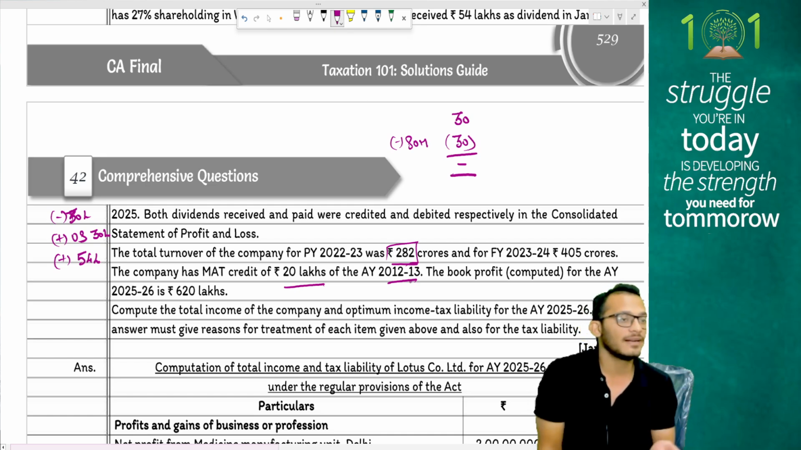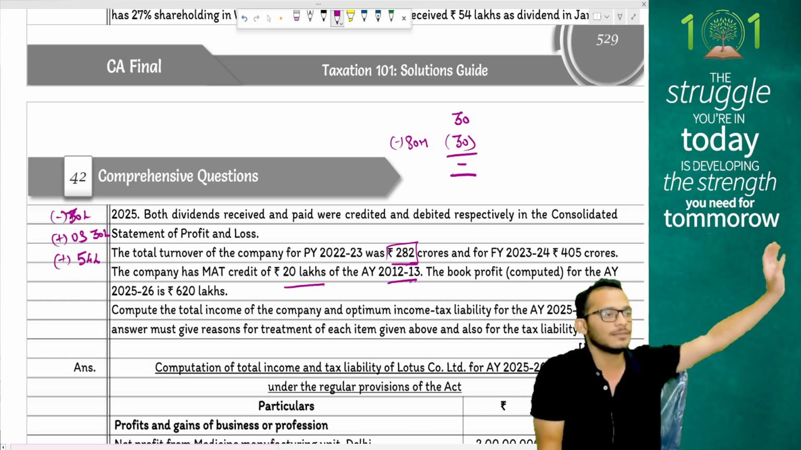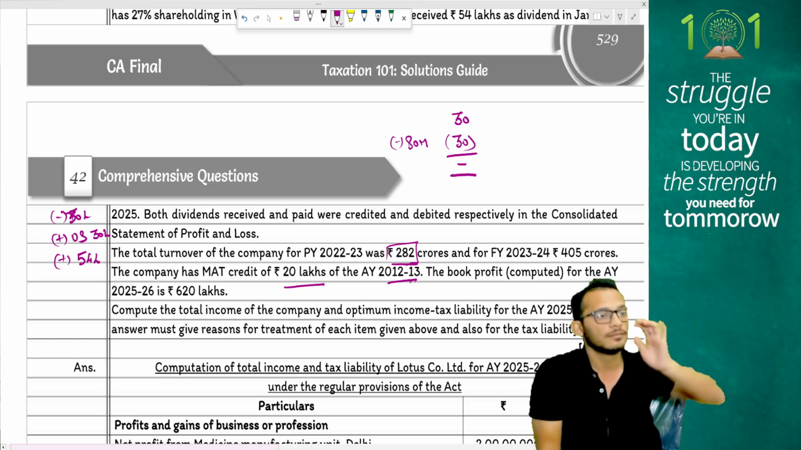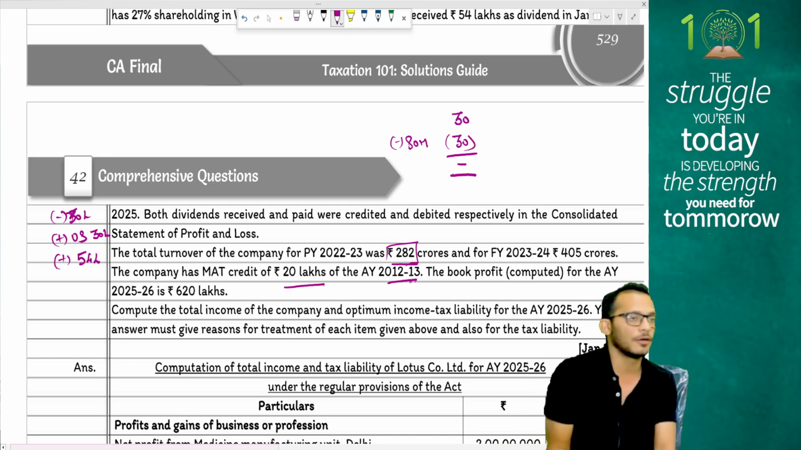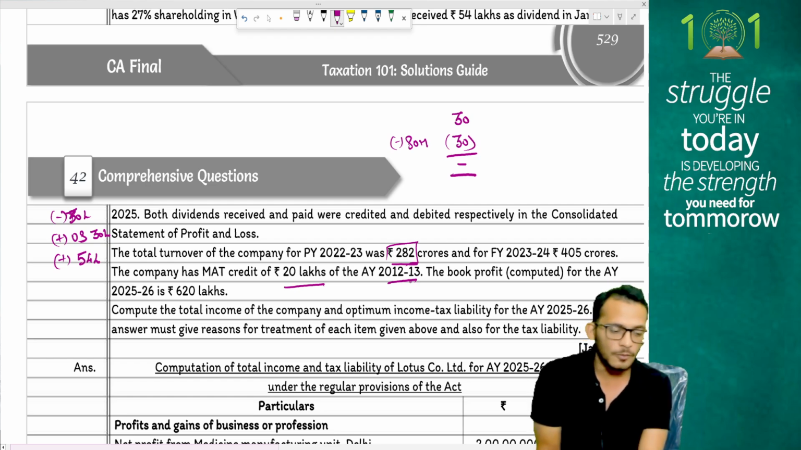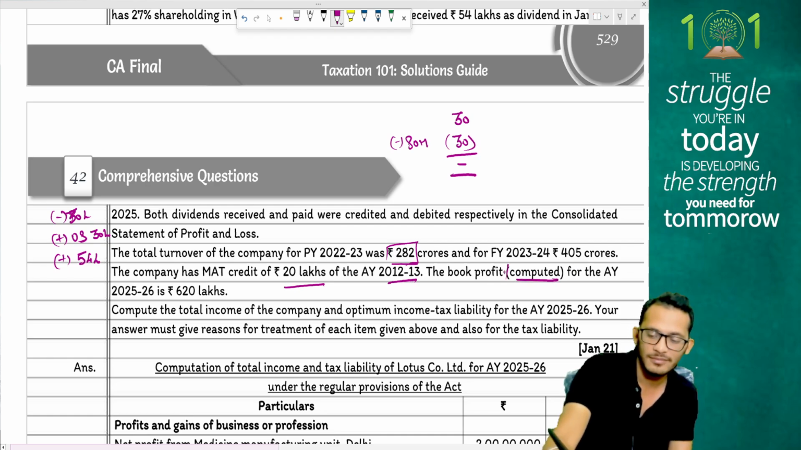This is an indirect hint for you that you have to do MAT also in the question. The only change in the MAT computation in the question, people, is that 35AD will not be given to you, and all those TDS defaults you'll have to ignore. You'll have to ignore the book profit. Before you hurry, the question itself has told you.